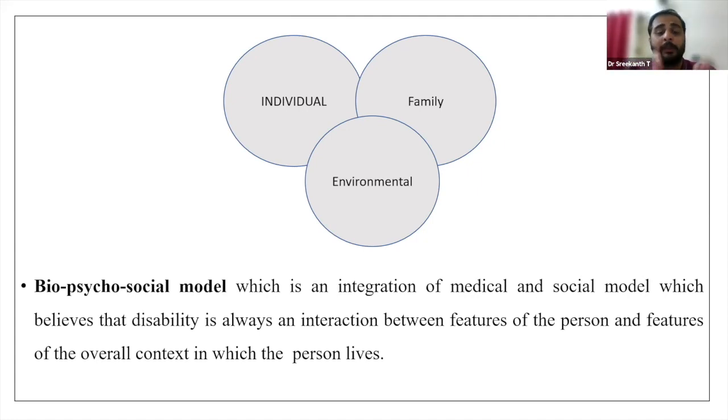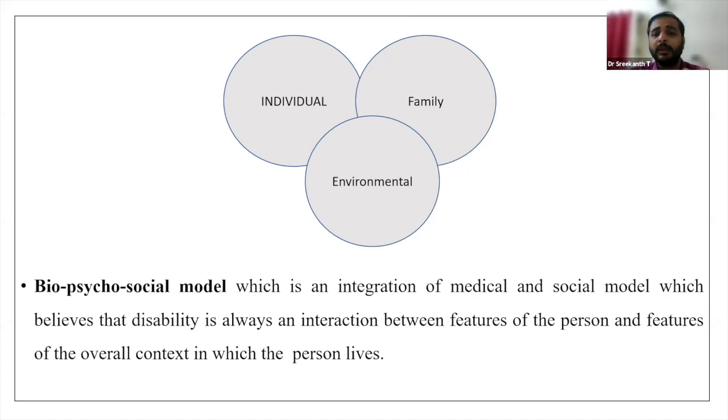For example, imagine a person with a physical disability. He does not have a disability-friendly building wherever he is going for work. He might have challenges in terms of his functioning. So basically, in the biopsychosocial model, we are looking at various factors which interact with each other, and that results in disability for that particular person.